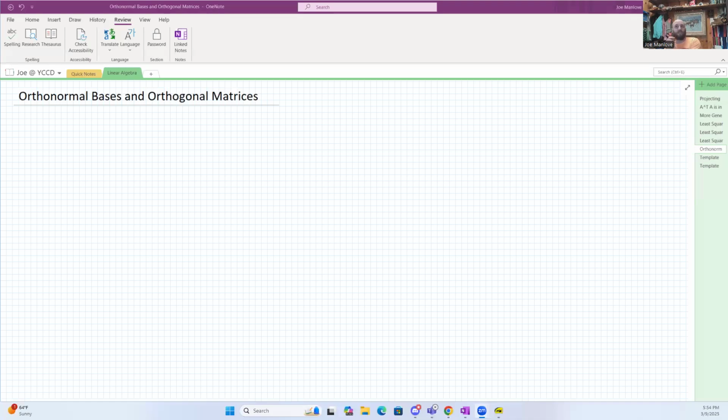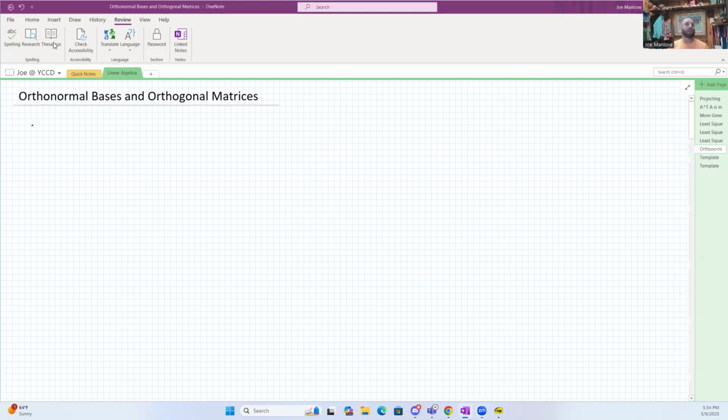Hey, all. This one's going to be a little bit of a vocabulary builder. We've got some new words and actually even a new letter, which is cool. So here we're going to talk about orthonormal bases and orthogonal matrices. Orthonormal bases are actually pretty straightforward.